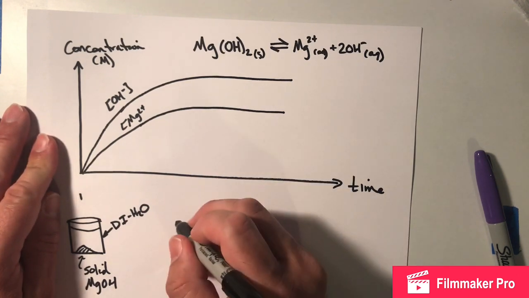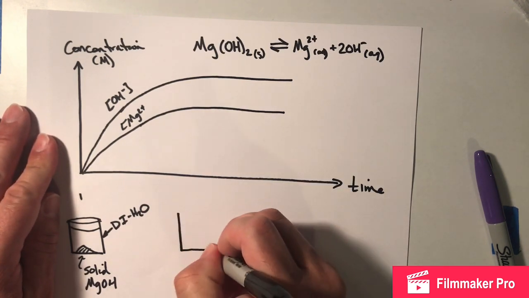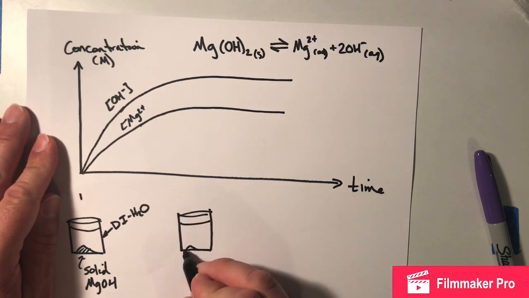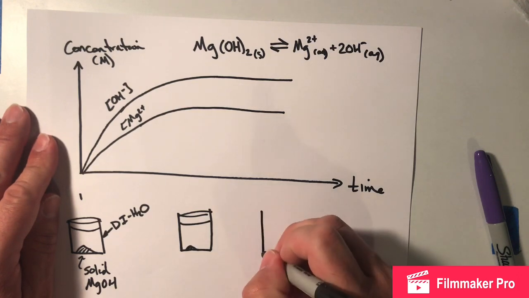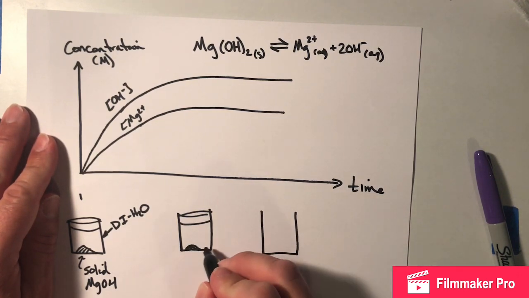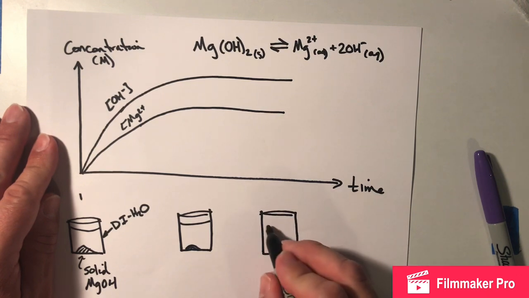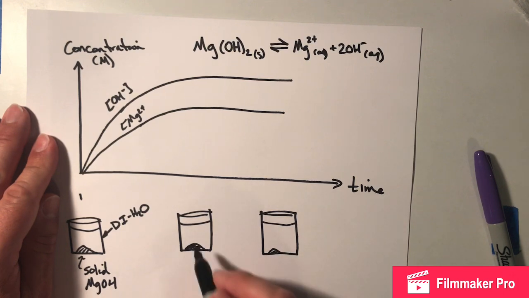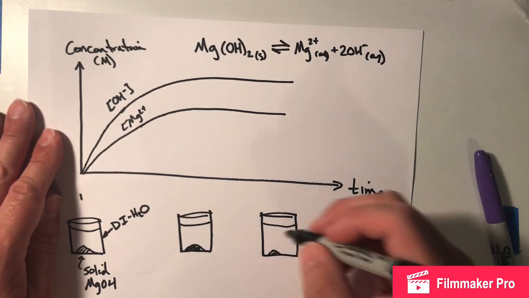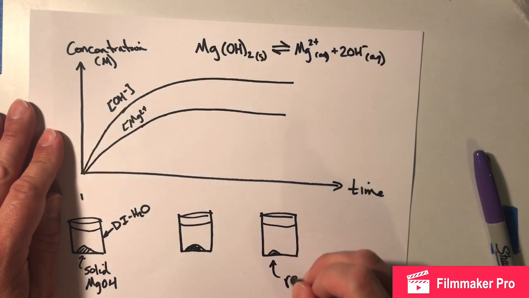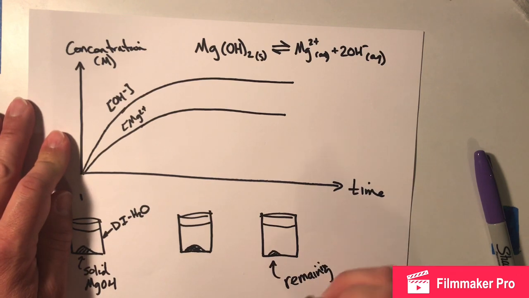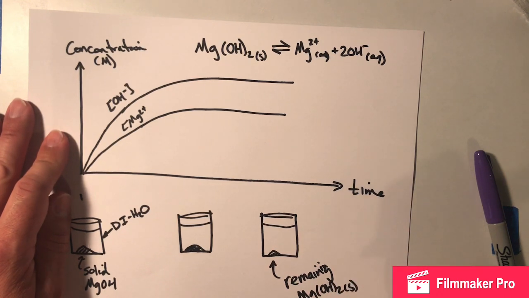As that happens, if we were to look at our beaker, we would see that over time we have less and less magnesium hydroxide. But even here, I should probably draw that with just a little more. Even when we reach this asymptotic point, we'd still have just a little bit of magnesium hydroxide left in our beaker that's still in the solid state.